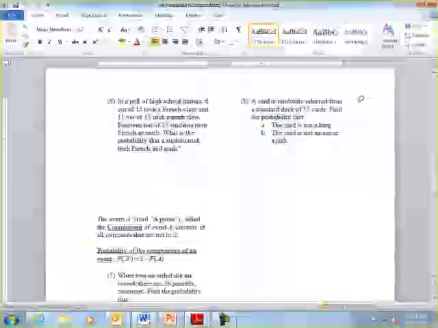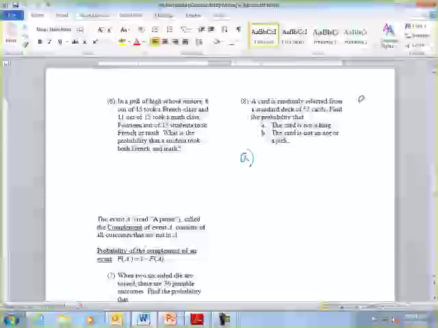Probability that the card is not a king. So when we have that word not, I'm going to think about the complement. Instead of finding the probability of not a king, I'm going to say 1 minus the probability of a king. So how many kings are there? 4 out of the 52. And then everything else should not be a king. So I can subtract that from 1, or 52 out of 52, which gives 48 out of 52, which reduces to 12 out of 13.